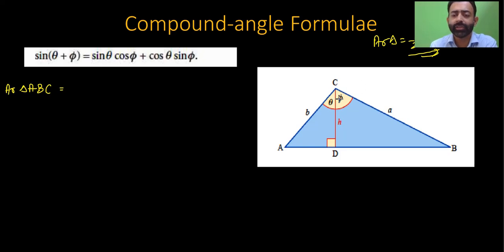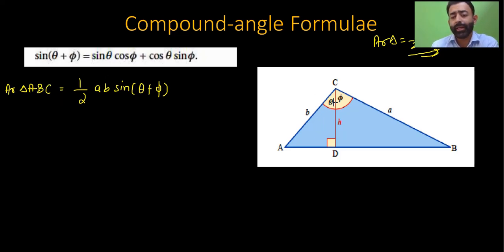In this case, instead of theta, we have theta plus phi, because the whole angle C is theta plus phi. So the area is half AB sine of theta plus phi. This is your left hand side, the area of triangle ABC.